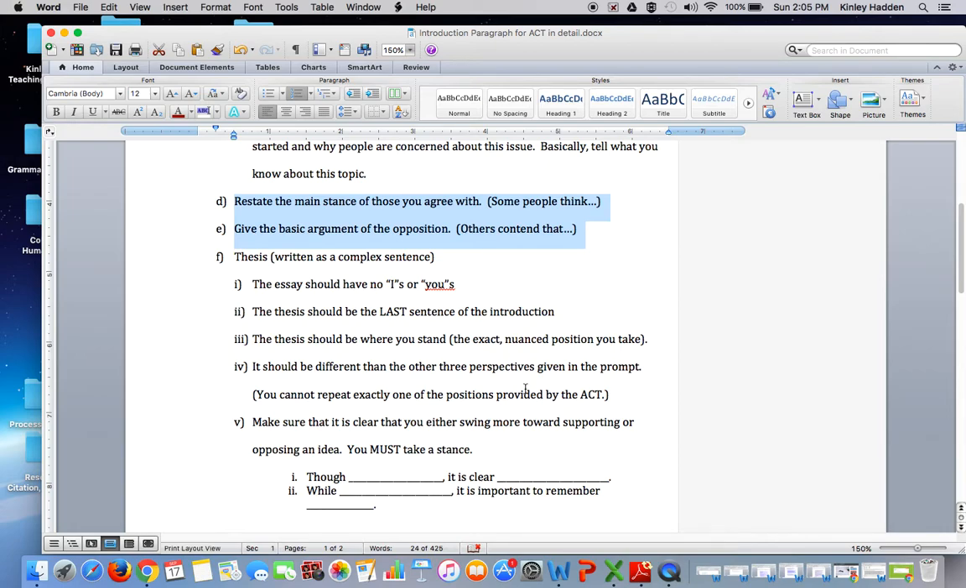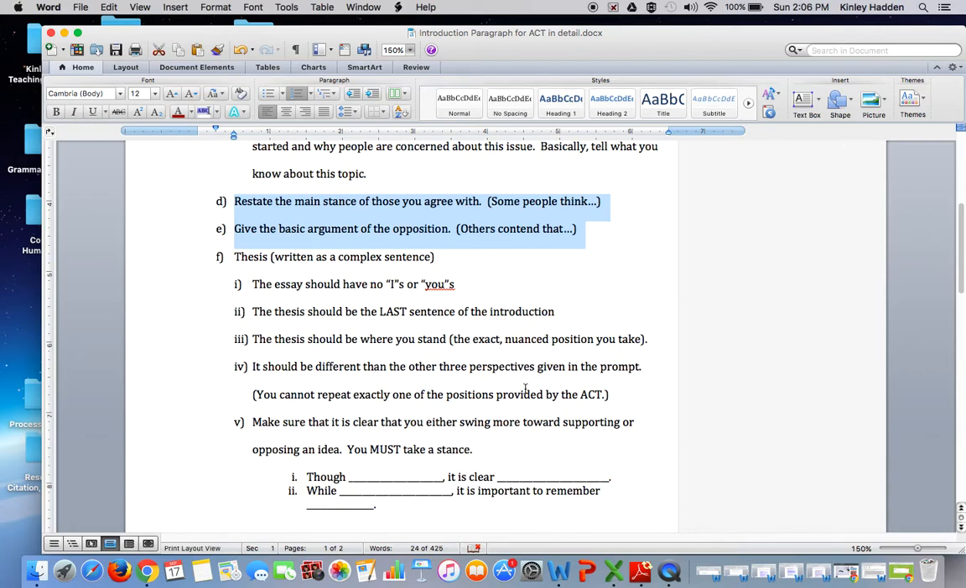It can't be, for instance, there are 1,500 Confederate monuments in existence in the U.S. in public spaces right now. That's a fact. Your thesis statement has to be what you're going to argue. And you can't be in the middle. You have to pick a side. You can have a nuanced position, but you can't say, I both agree and disagree that Confederate monuments should stay and be removed. That's nonsense. You have to take a position.